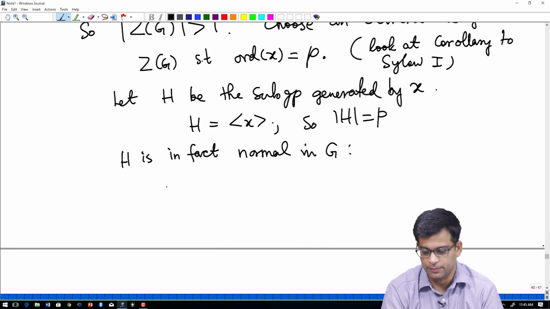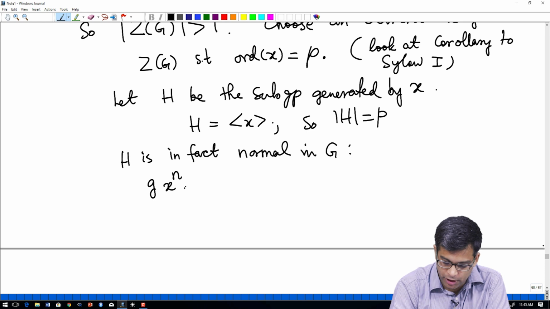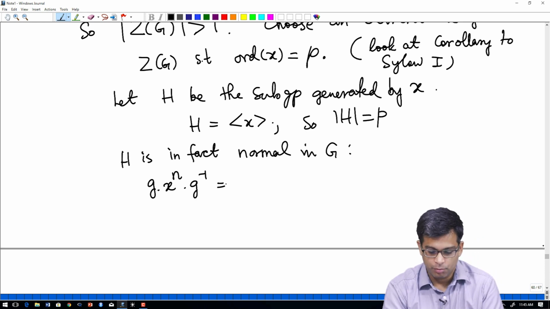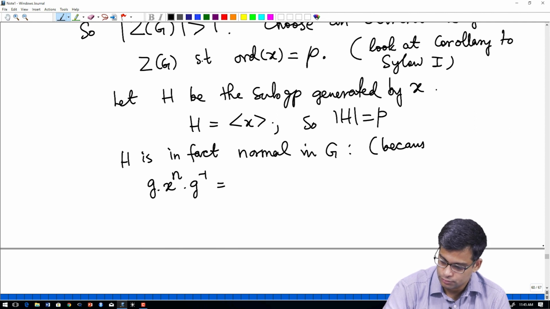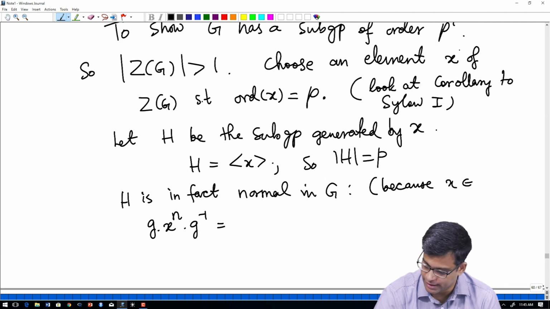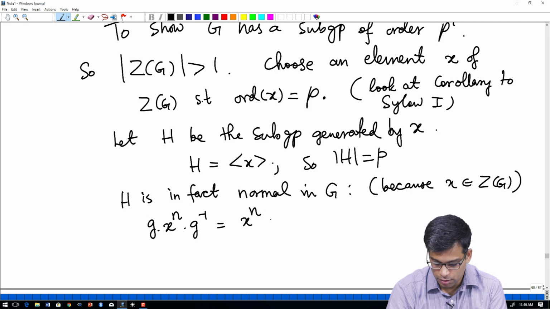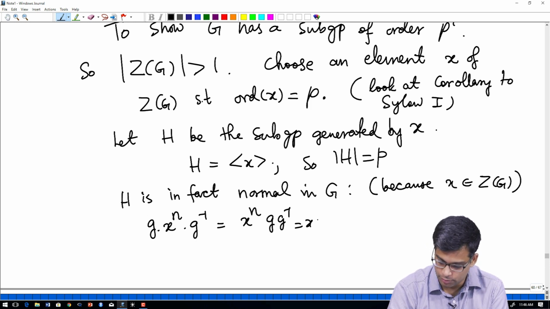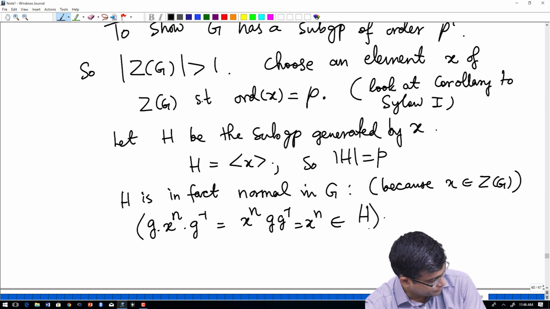How do you show something is normal? Take an arbitrary group element, it will be some x^n, and conjugate by g, that is, multiply by g inverse. But remember, x is in the center, we have chosen an element x of the center. So, x^n also is in the center. So, g x^n g inverse is x^n, which is of course in H. So, H is normal in G.